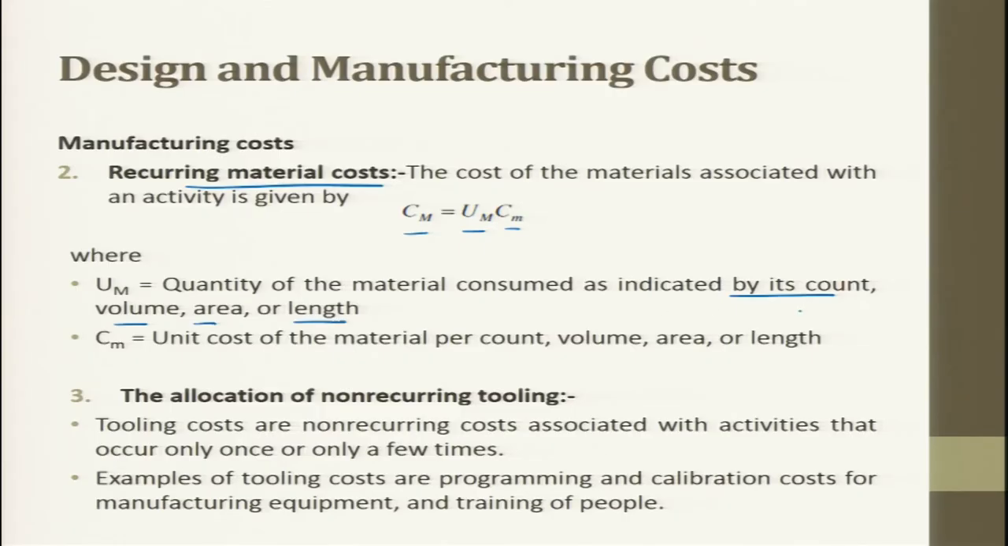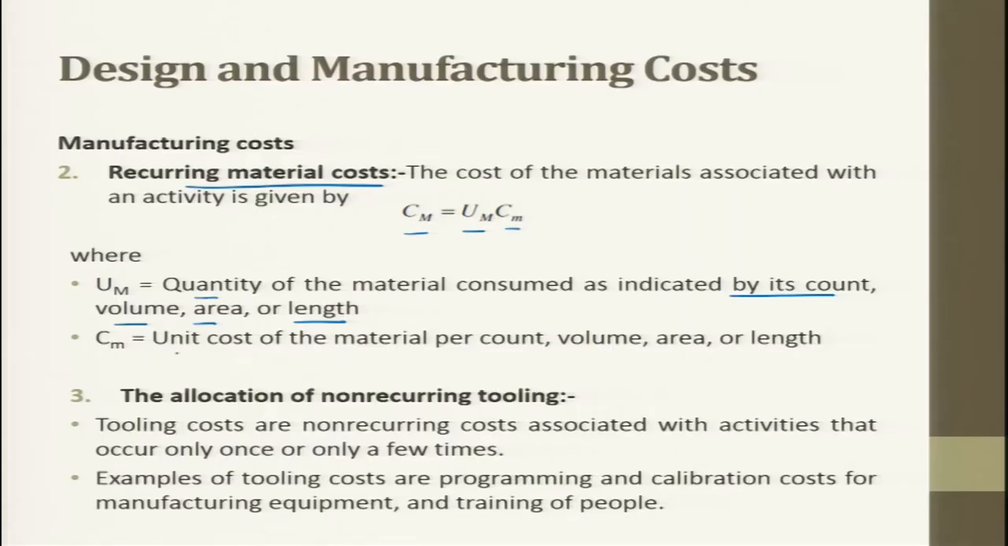So, quantity of material in terms of laminated sheets can be the number of rolls of the sheet that are consumed. For very small components, it can be for filament, the length of the filament that is consumed, or the weight of the filament, or the specific volume. If I say volume of the powders or weight of the powder, those are consumed. So, that is the quantity. And cm is the unit cost of the material per count, volume, area or length. So, this gives us recurring material costs.